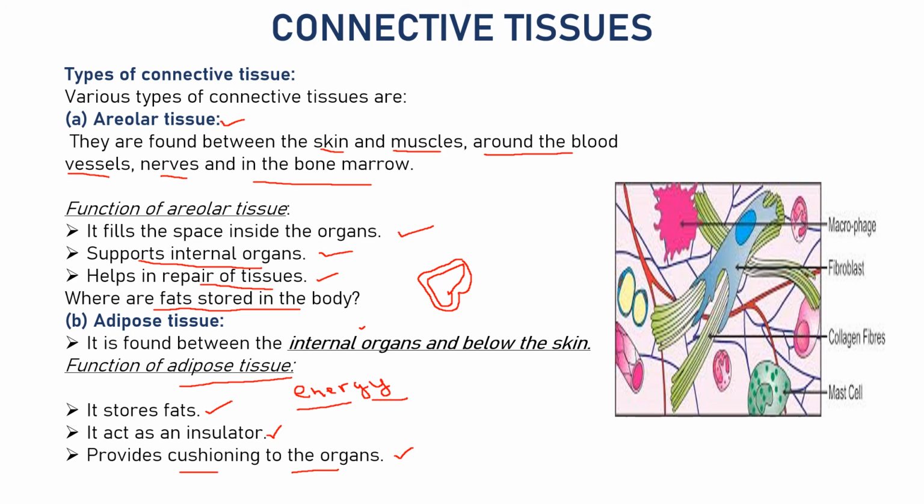Now here you can see the collagen fibers. This is the diagram of areolar tissue. You can see a lot of gaps over here, right? So these are fibroblasts, macrophages, collagen fibers, and mast cells. This is the composition of your areolar tissue.